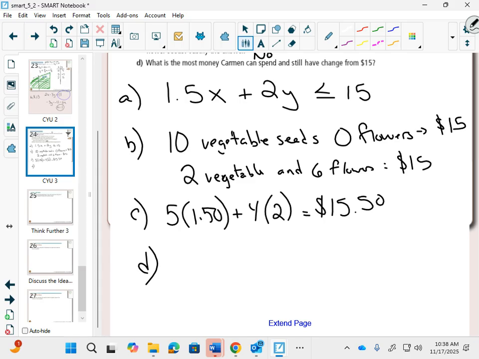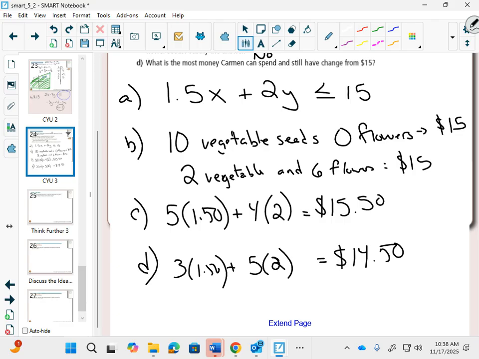Okay, so in D, she still needs to have change. Can she spend $14.50? Yes. How? How can she spend, if she still needs to get change and spends $14.50, how is that possible? Flowers, 3 vegetables. 5 times 2 and 3 times $1.50. Excellent. She could spend $14.50.